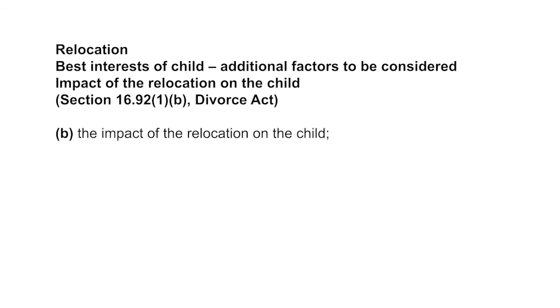Thank you. So we're going to turn to Bill. You're going to review a few sections for us next, Bill. Thanks, Russ. Yeah, the next one we're going to discuss is section 16.92(1)(b), which talks about the impact that the relocation would have on a child. It's obviously an obvious factor, but it's good to have it set out. And the commentary on the government website talks about when you're looking at this factor, the court's going to probably end up comparing the advantages and disadvantages to the child of the proposed relocation.